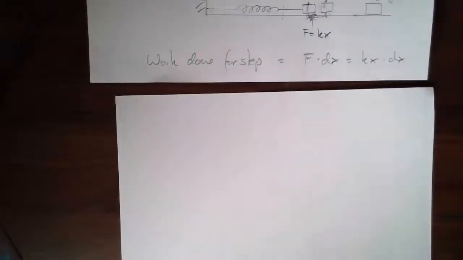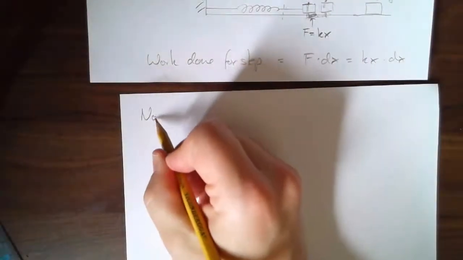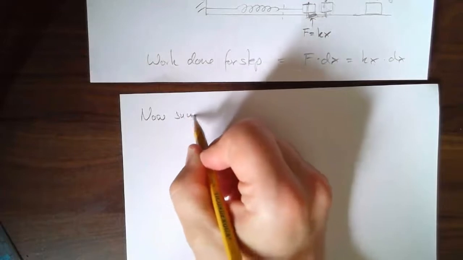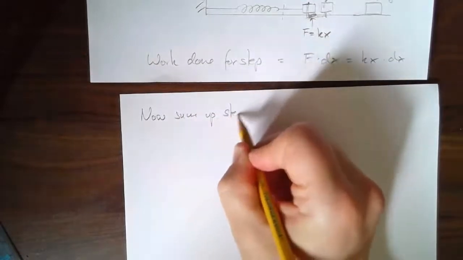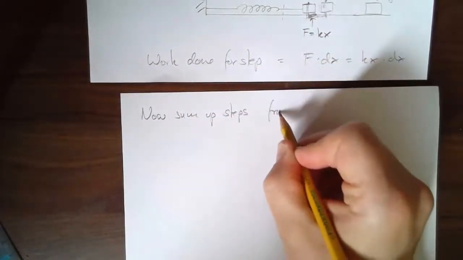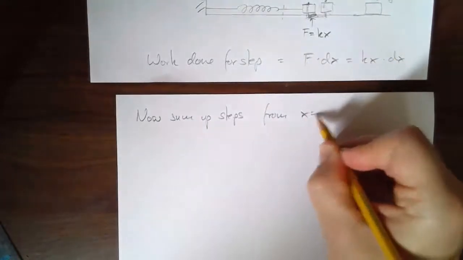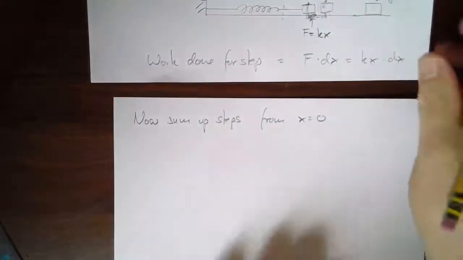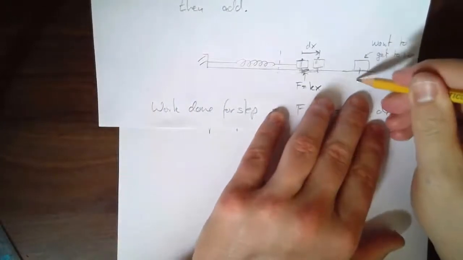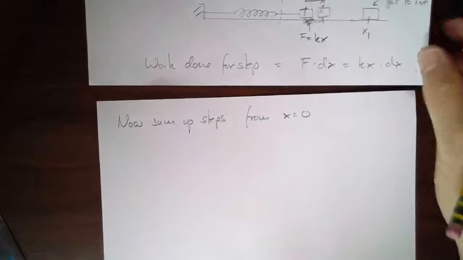If I can leave this up here. Now sum up steps. From where do we start? We start where x equals 0, and we go to some final value here. Why don't we call this value x1? Give it some name.